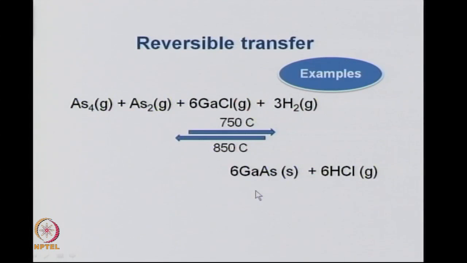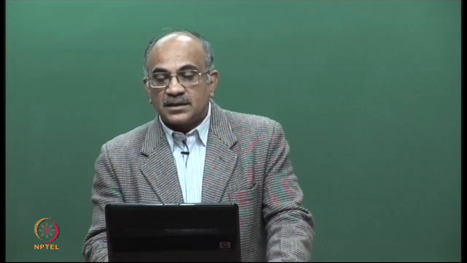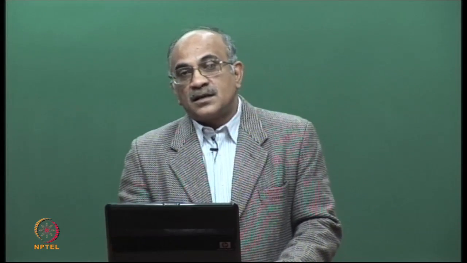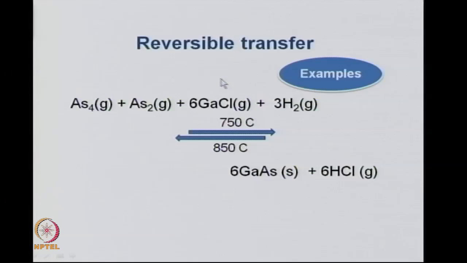gallium arsenide. And gallium arsenide, as you know, is one of the most well known materials for semiconducting devices and has a lot of applications. This technique has been used in the CVD technique, where it is a reversible transfer, because if you use 750 degrees centigrade, you can go from the left side to the right side, where you produce gallium arsenide on the substrate as a film, it is a solid, and you get HCl gas.